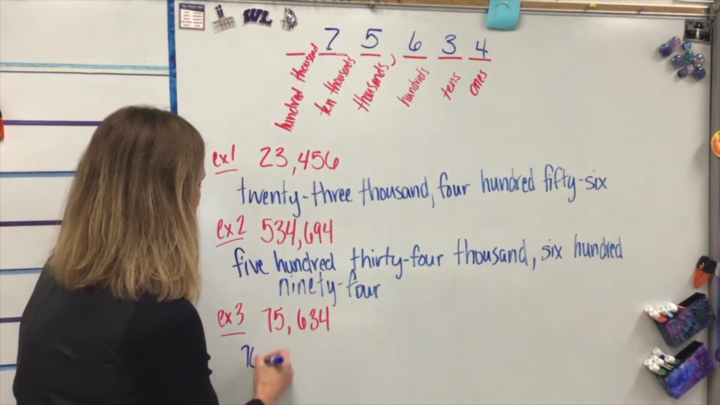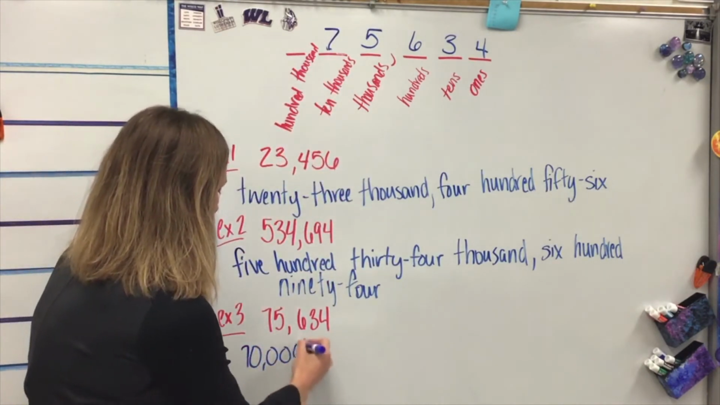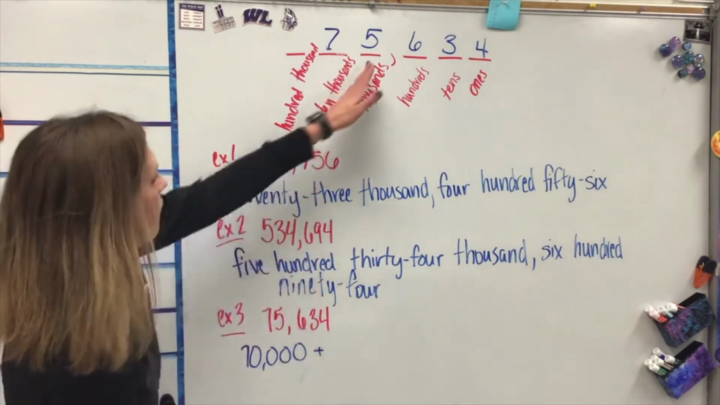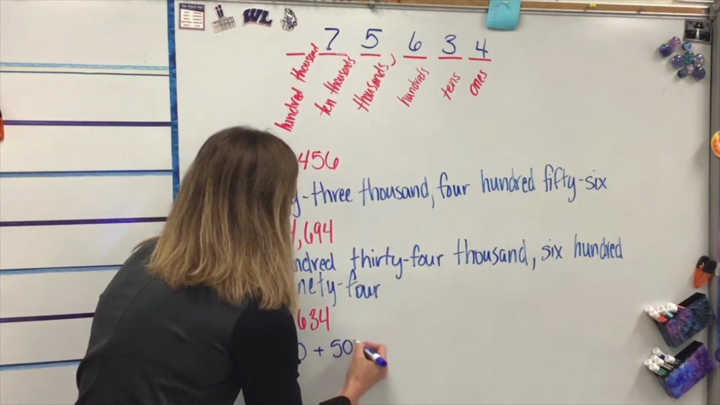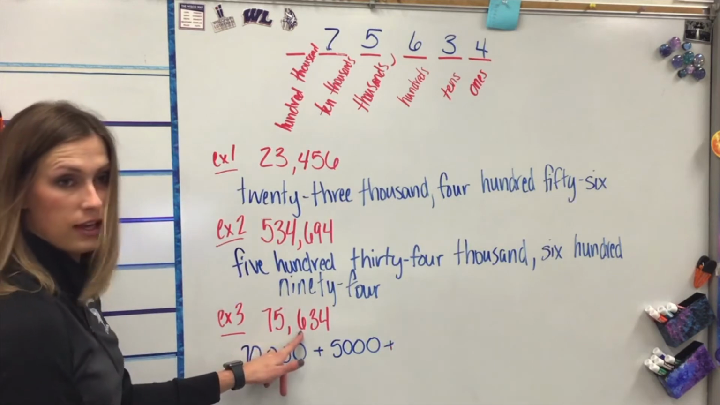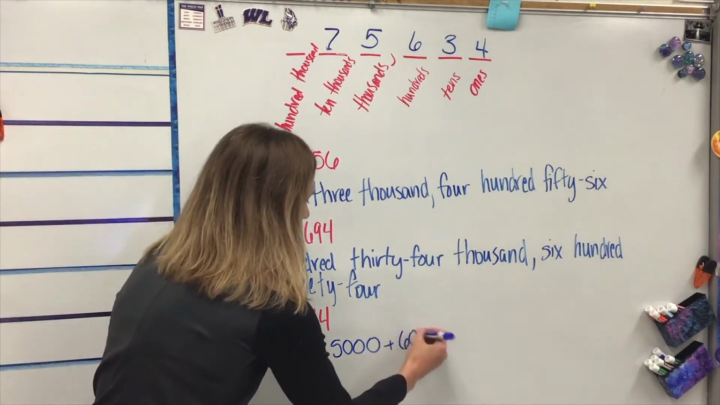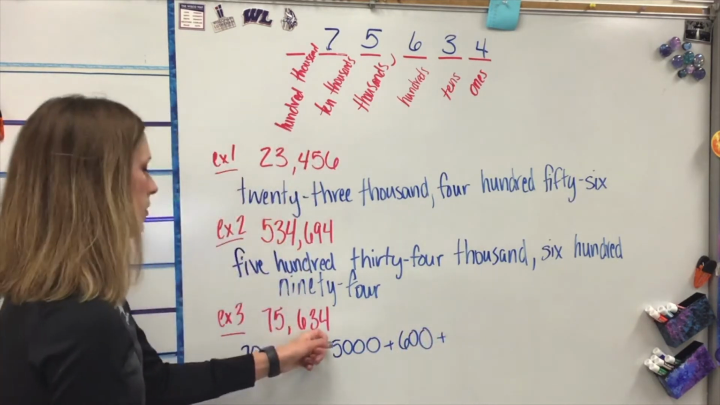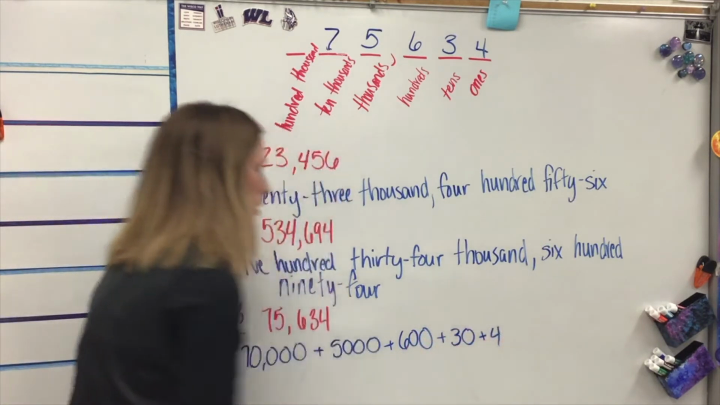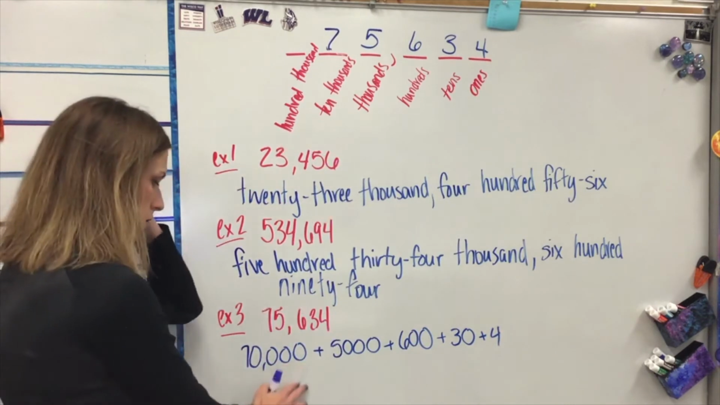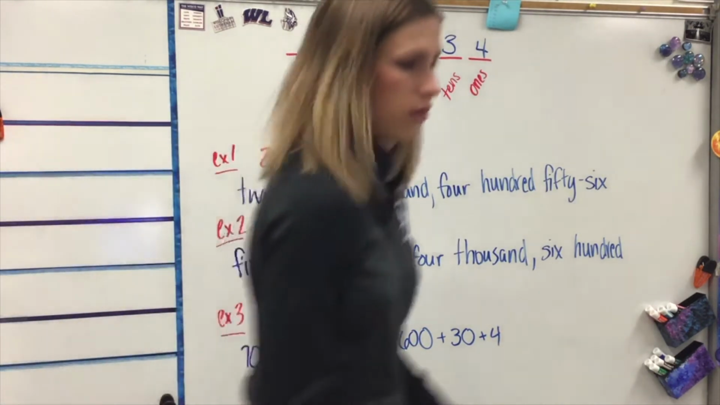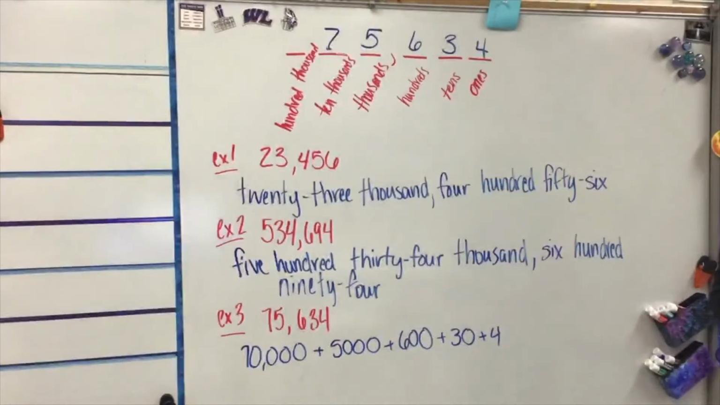So that's 70,000 plus a 5 in the thousands place. So that's 5,000 plus a 6 in the hundreds place. So that's 600 plus a 3 in the tens place plus a 4 in the ones place. All right? So that's that in expanded form.